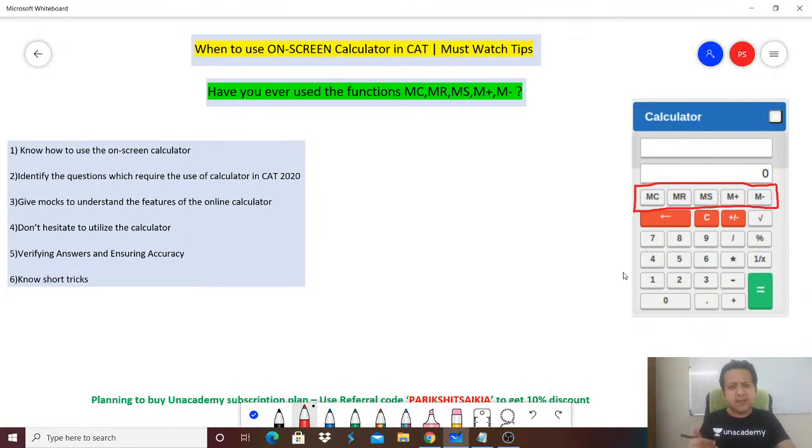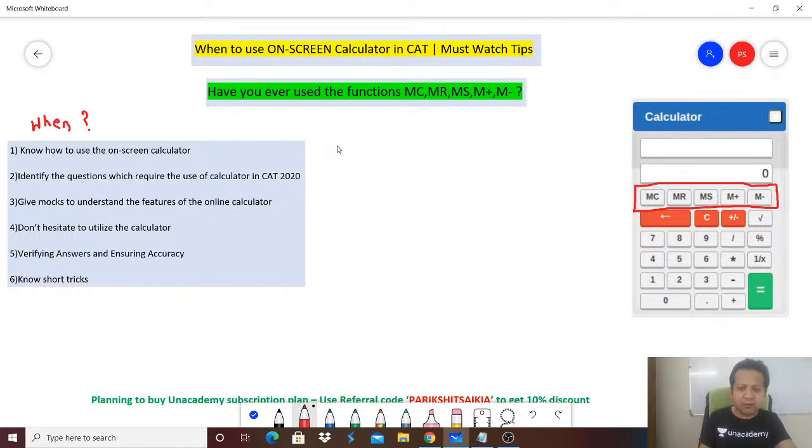But before that, let's talk about some other basic things. First, the when part of it, when to use the calculator, and then I will come to how to use it. First, you must know how to use the on-screen calculator. This is very essential. A lot of mistakes students often make, let's take an example.